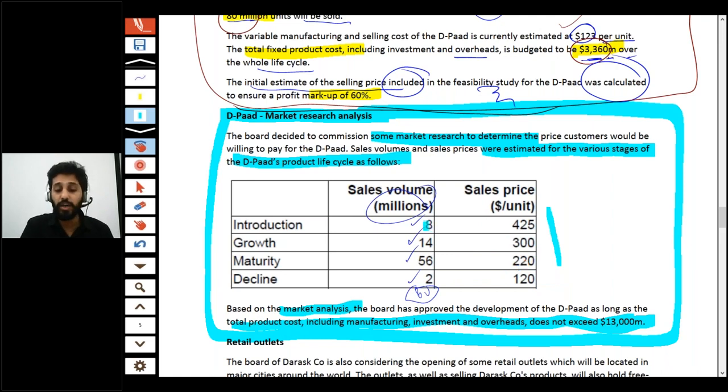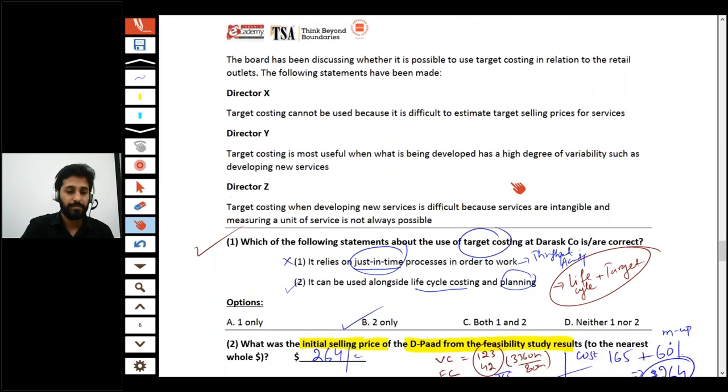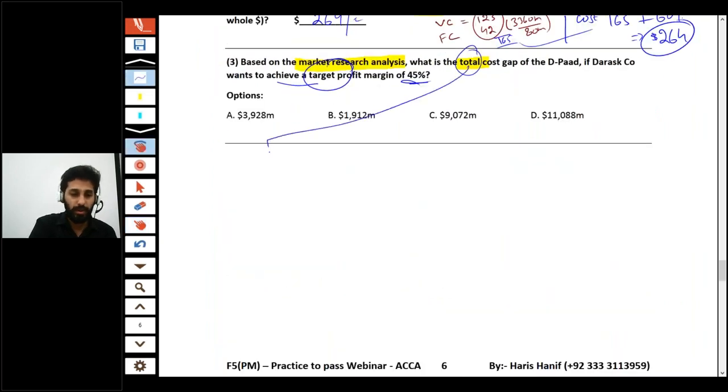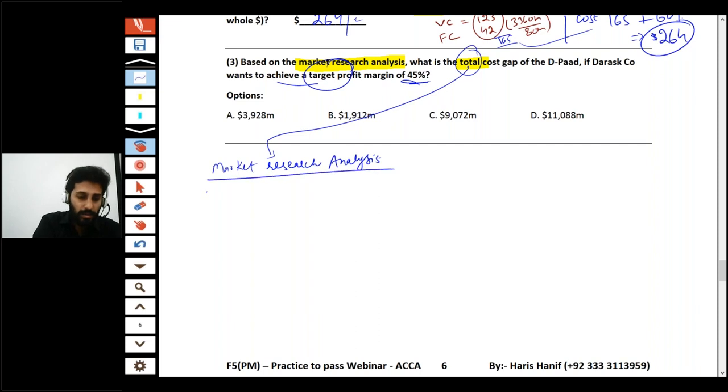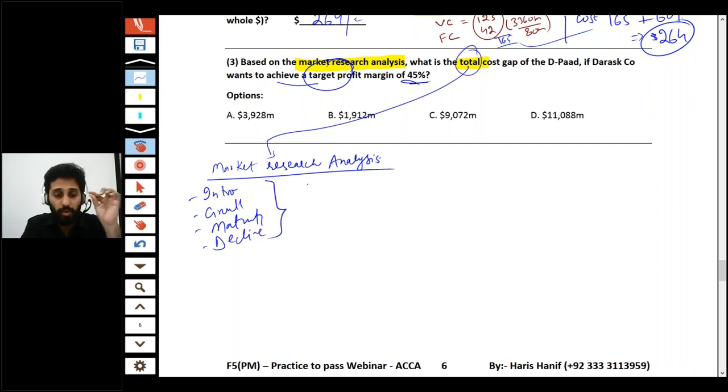I should make it a very total calculation, right? So first of all, I'm going here for the total thing. I want from the market research analysis: introduction, growth, maturity, and decline. You should calculate the total sales.